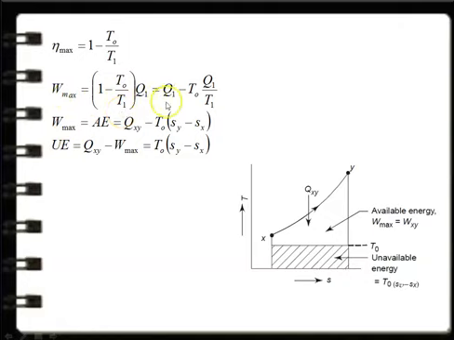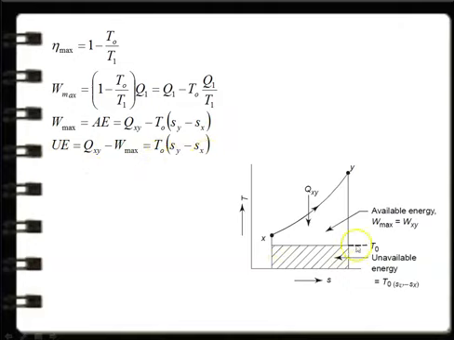Which is equal to Q1 minus T0 into Q1 by T1. Here Q1 is actually Qxy. So available energy equals W max equals Qxy minus T0 into Qxy by T1, and heat transfer divided by temperature is the change in entropy, Sy minus Sx. So the available energy equals Qxy minus T0 into (Sy minus Sx). Unavailable energy is Qxy minus W maximum, which equals T0 into (Sy minus Sx).